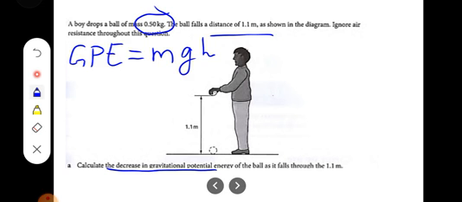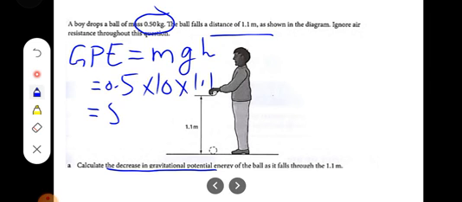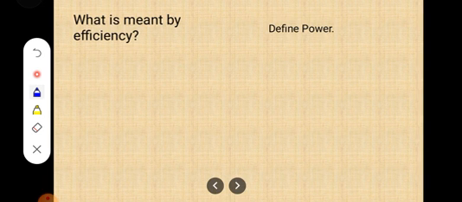Okay, now mass is 0.5 kilogram, value of g is 10, and height is 1.1 meters. When we multiply three of the values, the answer will be 5.5 joule. So that's how easy it is. Next question is, define power. What is meant by power?